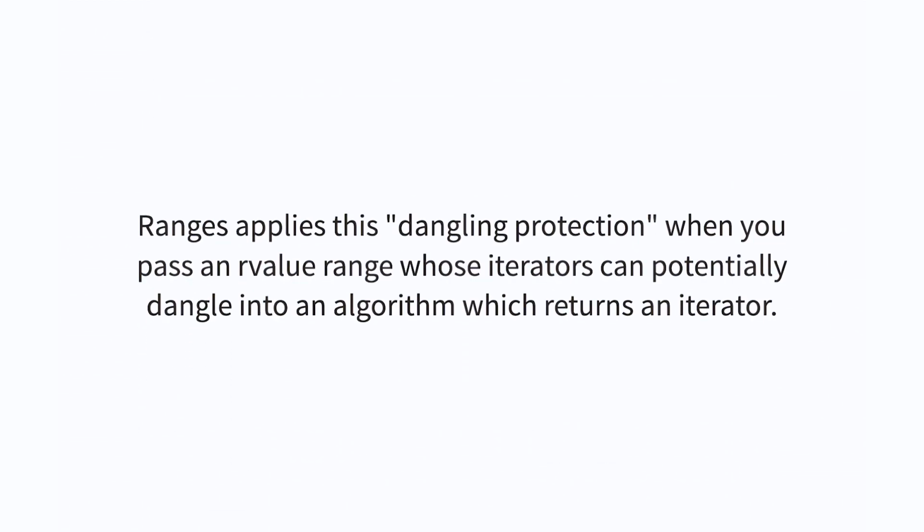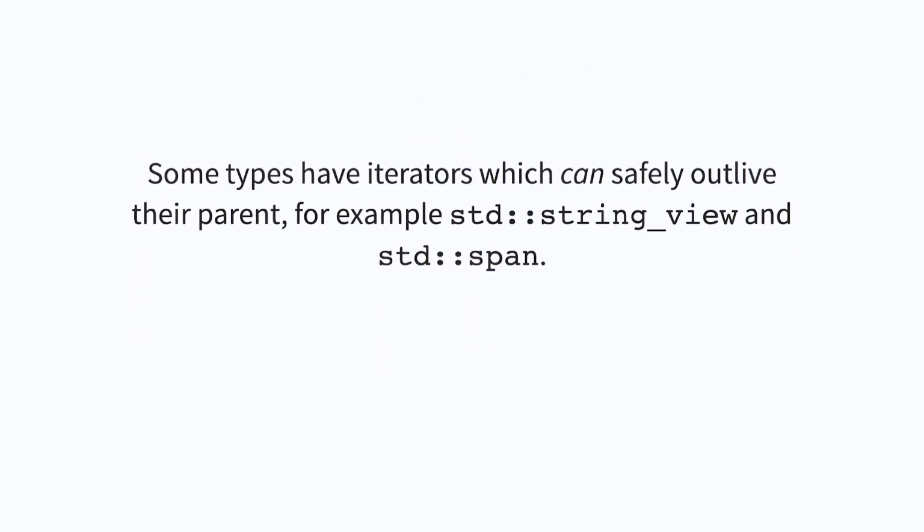So as I say, ranges applies this dangling protection whenever we pass an R-value range whose iterators can potentially dangle into an algorithm which returns an iterator. However, there are some types whose iterators can safely outlive the thing that you call begin on.